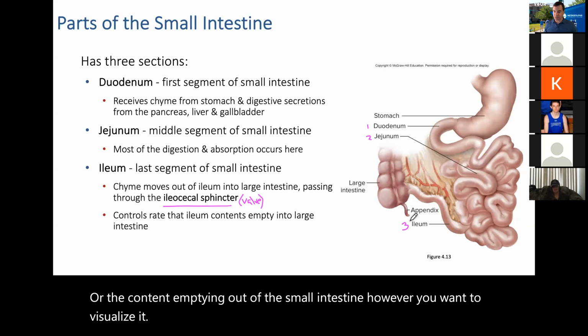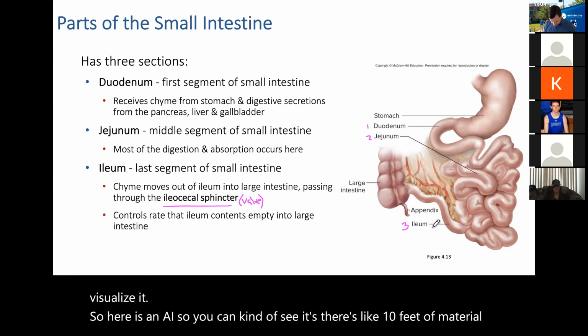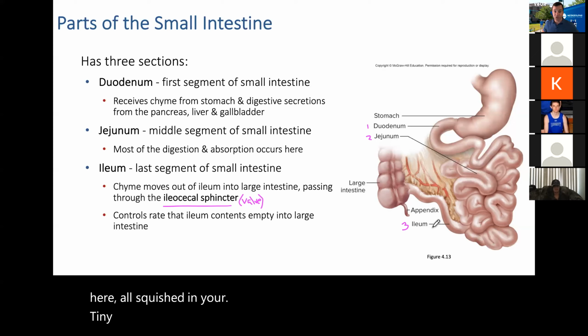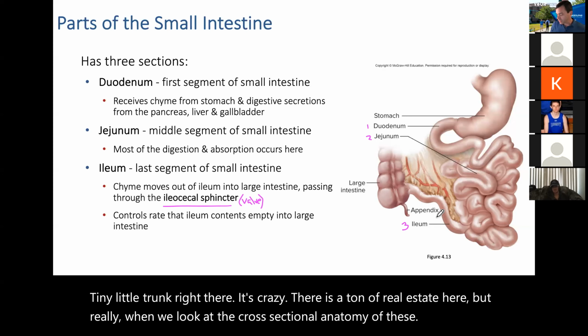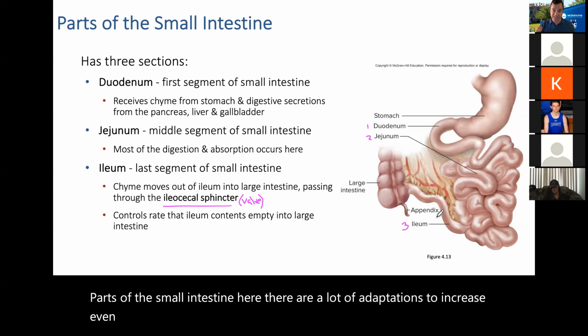As you can kind of see, there's like 10 feet of material here all squished in your tiny little trunk right there. It's crazy. There is a ton of real estate here, but really when we look at the cross-sectional anatomy of these parts of the small intestine, there are a lot of adaptations to increase even more surface area inside these tubes.